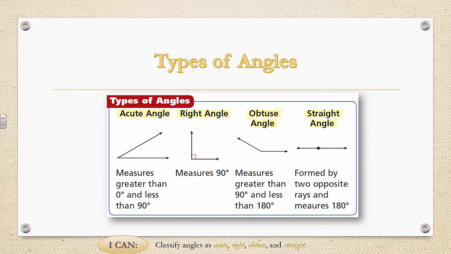And remember, we already talked about these. These are opposite rays that go in exactly opposite directions. So you'll be given an angle and have to tell me if it's acute, right, obtuse, or straight. I can classify angles.